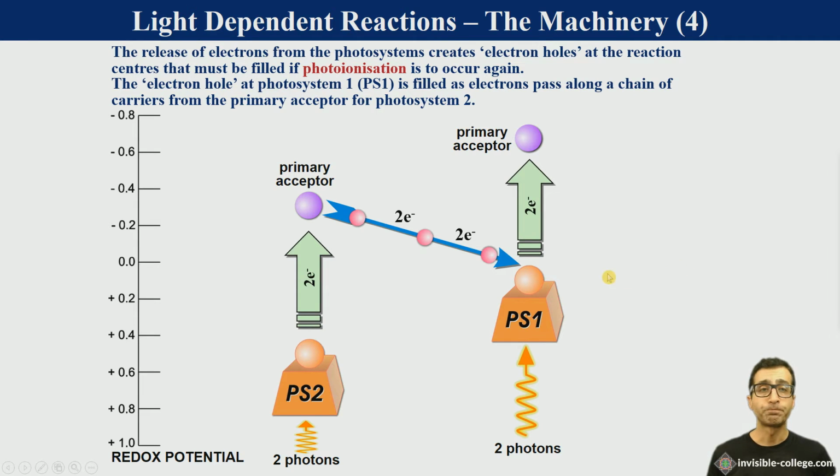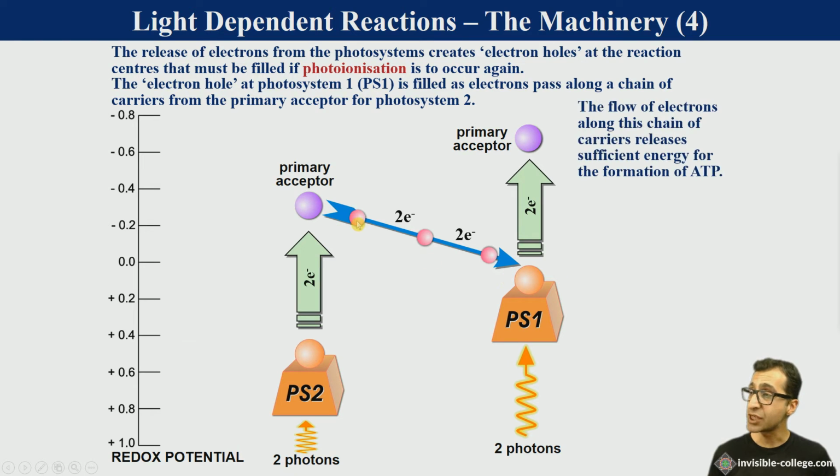So this flow of electrons along this chain, because each of these carrier molecules is at a successively lower energy level, the energy difference has to go somewhere because of course energy is conserved. So in fact this energy, the energy difference between these carriers at each one of these steps, is used to form ATP from ADP and inorganic phosphate, as we'll see later on.